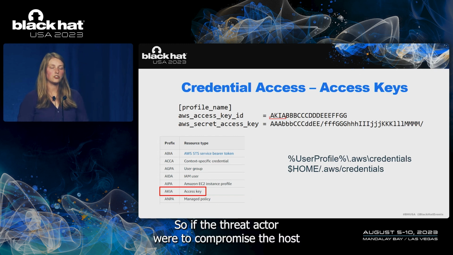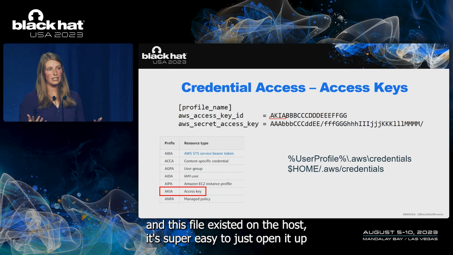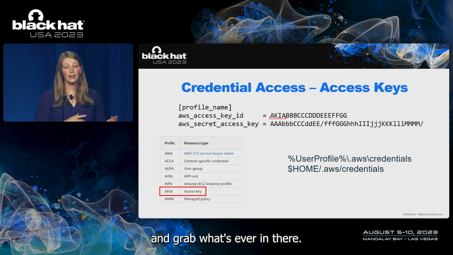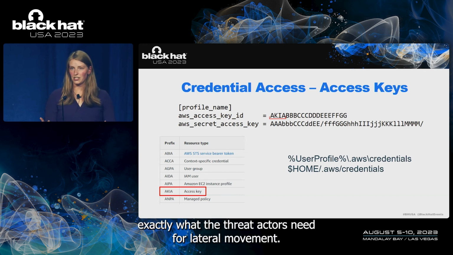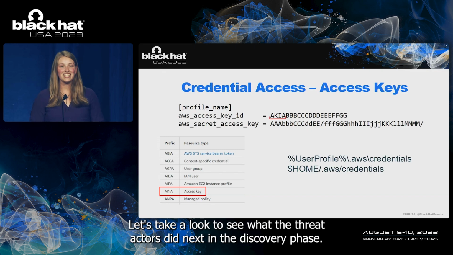So if the threat actor were to compromise the host and this file existed on the host, it's super easy to just open it up and grab whatever is in there. These credentials are exactly what the threat actors need for lateral movement. Let's take a look to see what the threat actors did next in the discovery phase.